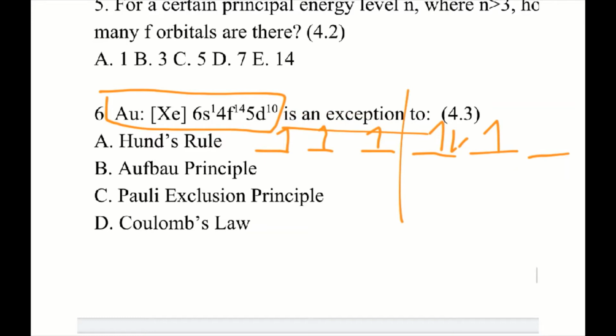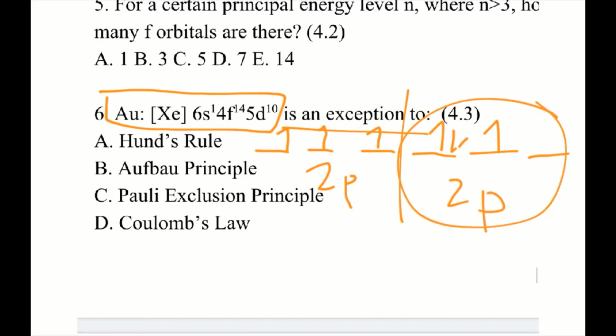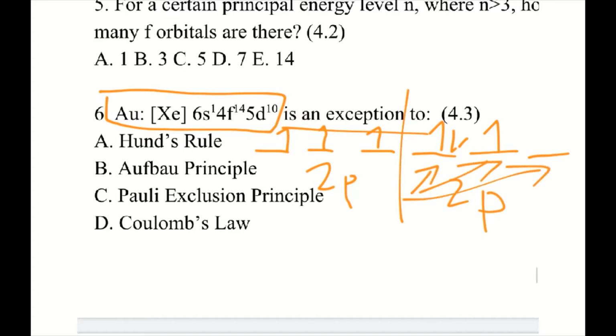So for example, if this is 2p, Hund's rule states that these orbitals have to have at least 1 electron in there before they start pairing up. In this case, this violates Hund's rule since the electrons decided to pair up before even filling all of the orbitals with at least 1 electron. So remember, Hund's rule means that you need at least 1 electron in each orbital before you can start pairing up, and this applies to just one sublevel, as you can see.